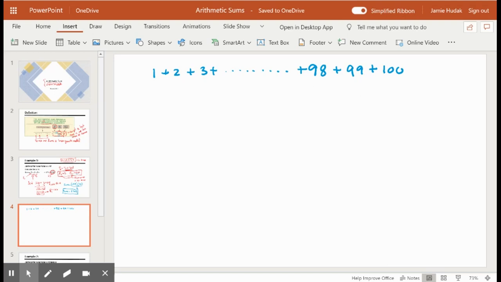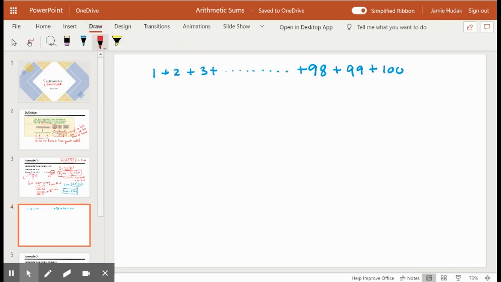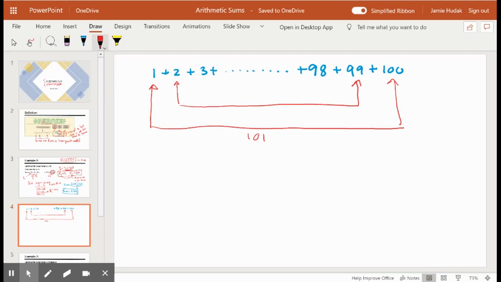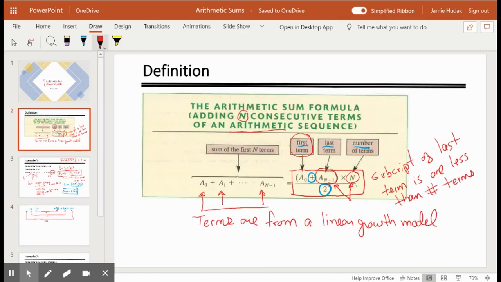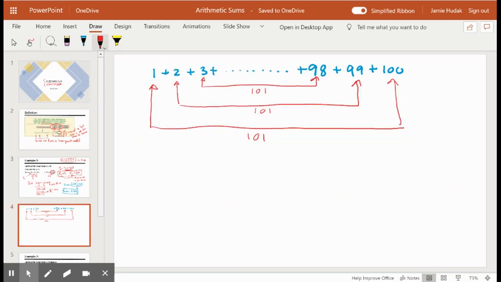But if we start to look at this differently, we might be able to do it quickly and come up with this formula. What happens when you add the first number to the last number here? 1 plus 100 is 101. What happens when you add the second number to the second to last number? What is 2 plus 99 equal to? 101. What happens when you add the third number to the third from the last number? 3 plus 98 gives us 101. So we're getting the sum of the first and last number multiple times. So that should make sense of the first part of our formula, that we're adding the first and last term together.